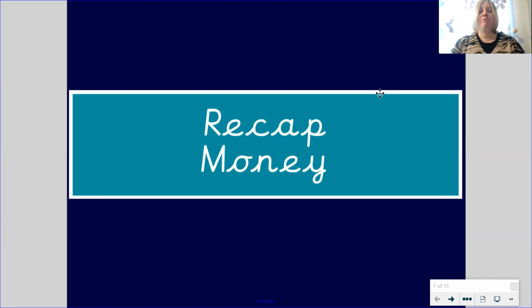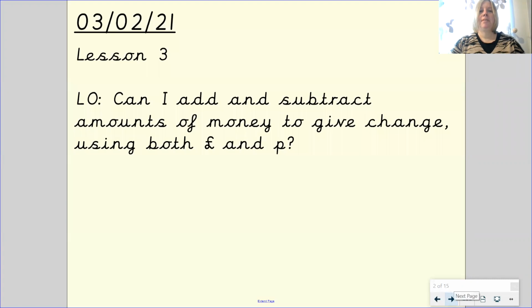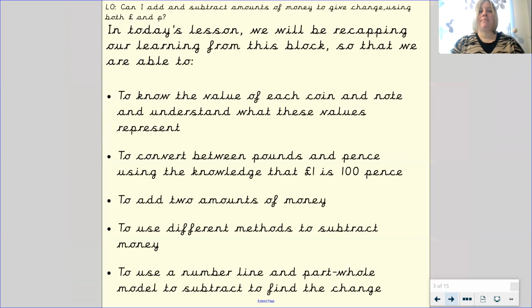Today, we are going to be recapping our work on money. Our learning objective is, can I add and subtract amounts of money to give change using both pounds and pence?